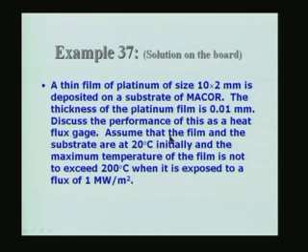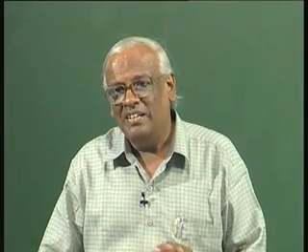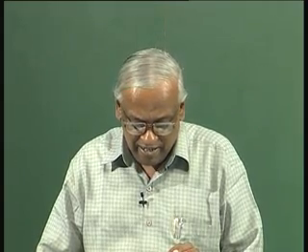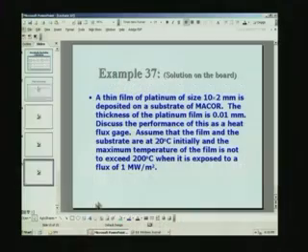So, assume that the film and the substrate are at 20 degrees Celsius initially, and the maximum temperature of the film is not to exceed 200 degrees Celsius when it is exposed to a flux of 1 megawatt per square meter. So, I am now slowly increasing the heat flux. I started with 10,000, it went to 10 to the power of 5 in the previous example, and in this last example we are having a megawatt per square meter, and let us look at the example on the board.